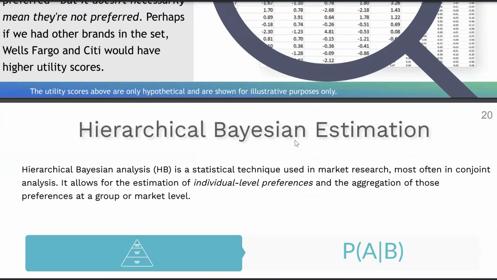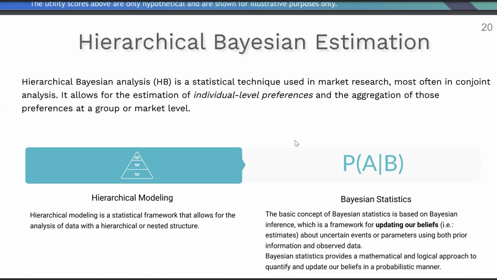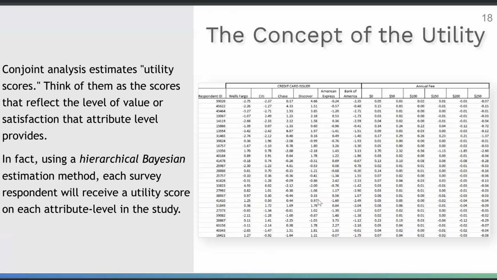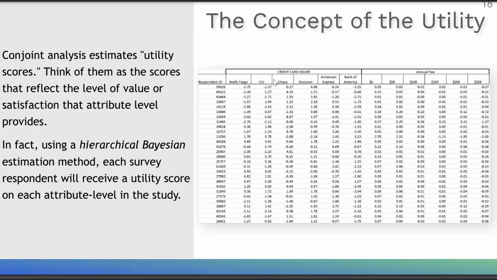And I mentioned the estimation approach called hierarchical Bayesian. There are really two things put together, hierarchical and Bayesian. But at a high level, this statistical technique allows you to get individual-level preferences, in other words, each respondent's preferences, and then you can also get aggregate preferences. Now, you don't have to use the hierarchical Bayesian technique. You don't always need individual utilities. Sometimes all you need is to know what the preferences are for Wells Fargo, Citi, Chase.